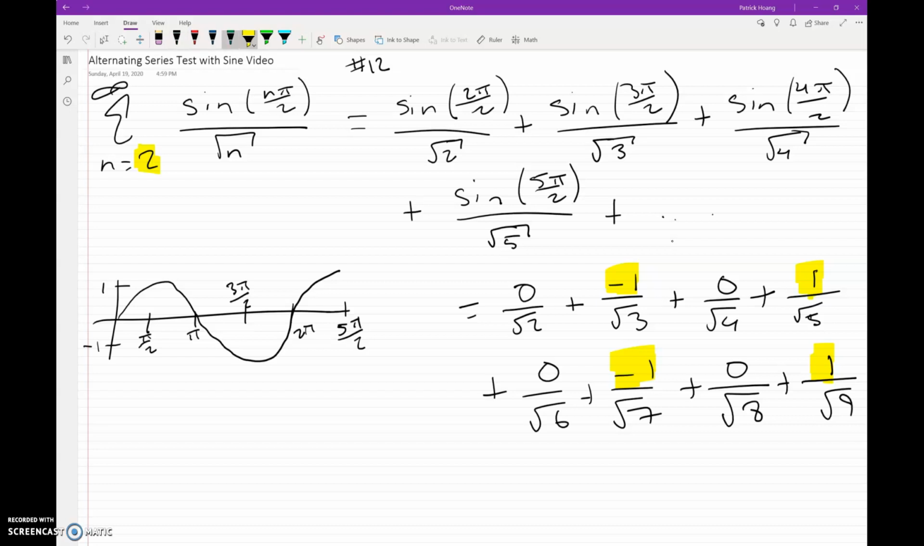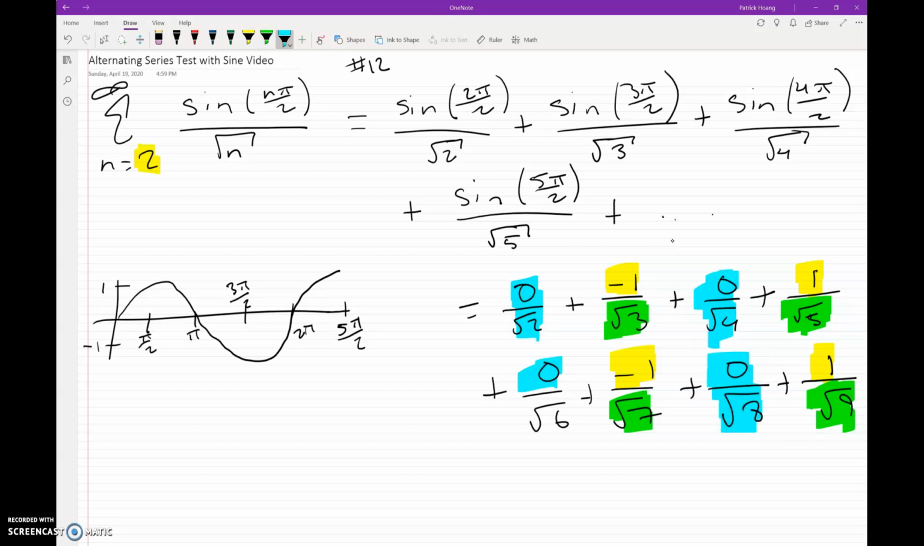But let's look at the denominators. Okay, the denominators: square root of 3, square root of 7, square root of 9. The radicand, the thing inside the radical, they're all odd numbers. Okay, all of these even numbers in the radicand of the denominator, they have a 0 in the numerator, so they're not really adding anything to our sum. So the terms that we care about, the numerators are bouncing up and down from -1 to 1, and our denominators are odd.